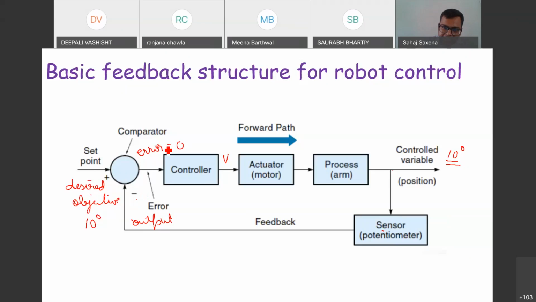If there is an error, let's say here I am getting 5 degrees. There is a difference of 5 degrees because I have set 10 and the output is 5, so 5 degrees is my error. So the controller will understand, oh, there is a 5-degree error. Now I will increase the voltage. So it will give an increased voltage to the motor, and the motor will run the arm. All right.